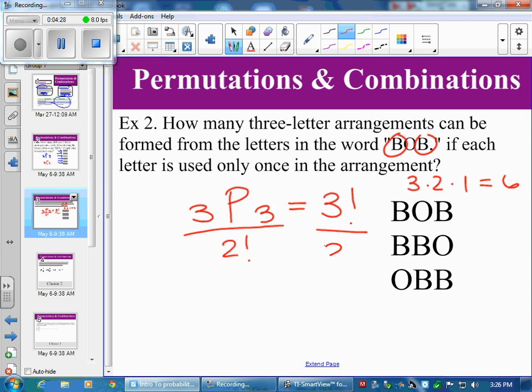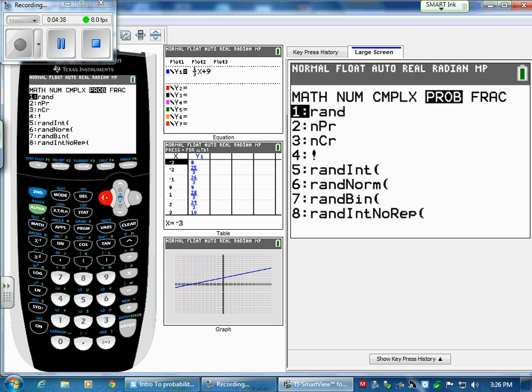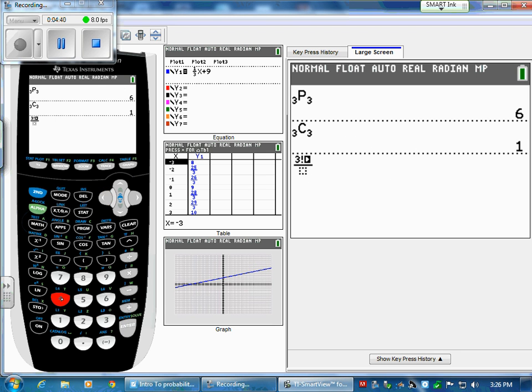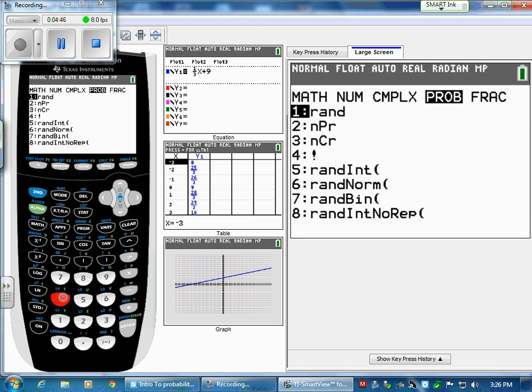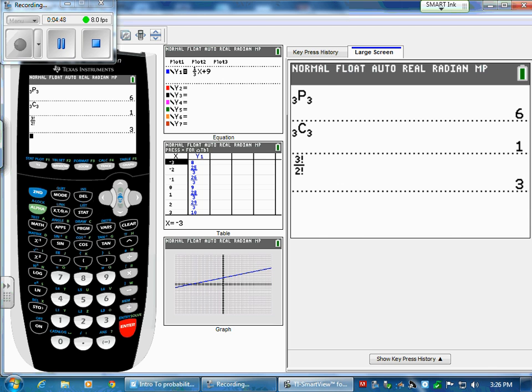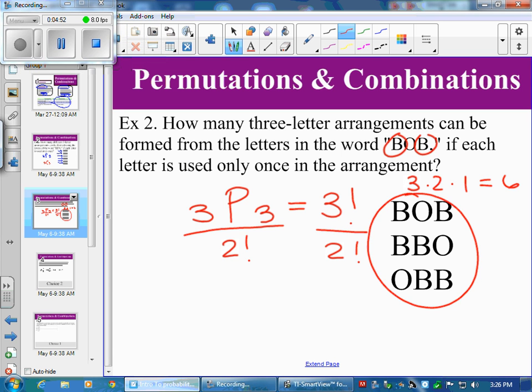So I go to my calculator just to figure out where factorial is, because I'm doing a fraction here. I'll get myself set up. If I type 3 and go back to the probability menu, you'll notice choice 4 has that exclamation mark. Now I'm dividing by 2 factorial because I have a repeated letter. And you'll get 3, which is the only amount of combinations I can use for Bob since the B is repeating.